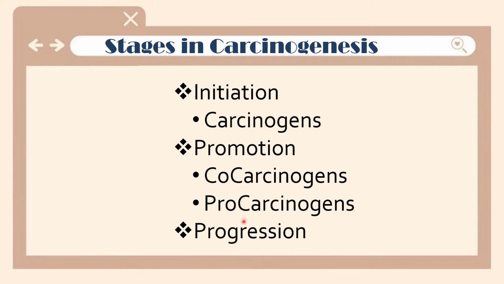And the third process or the third stage is the progression. During this stage, the tumor cells acquire additional mutations and their growth rate increases, which allows them to metastasize or spread throughout the body and makes them resistant to therapy.